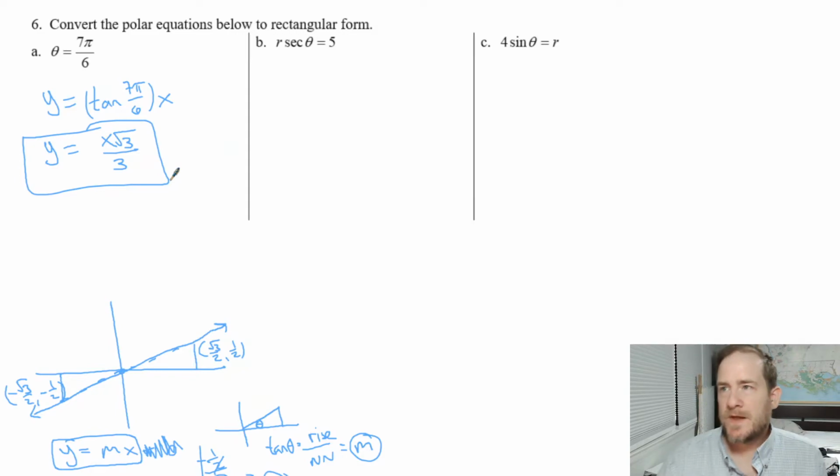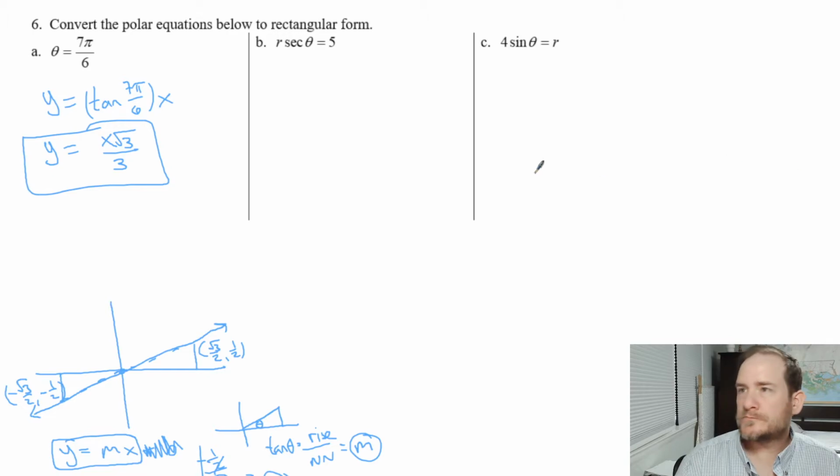Okay, next. For this one, I like this one. This one's not quite right. Is it?